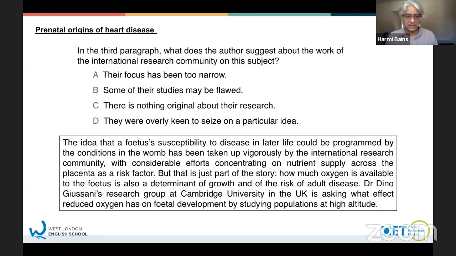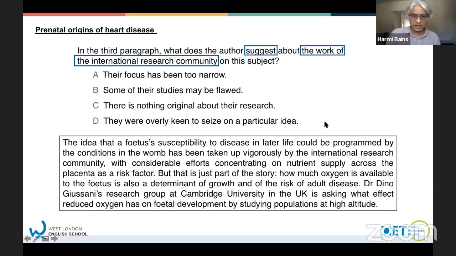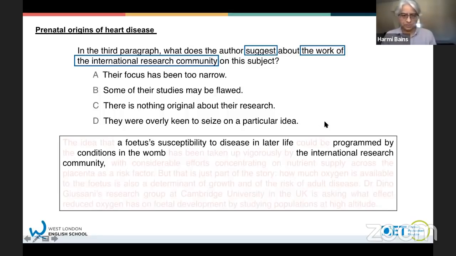It's quite interesting this. And you can see in the question here, it says suggest, so if you pay attention to the verbs, you know it's not going to be direct and you're going to have to infer. And again, focus on the question. This is what they're asking you. They're talking about the work of the international research community. You might be reading a lot of things in the paragraph, but this is really what you want to focus on here. The work of the international research community.